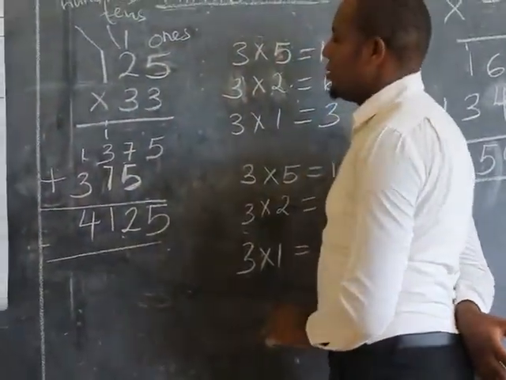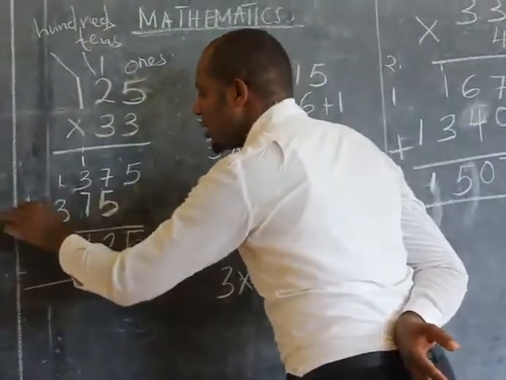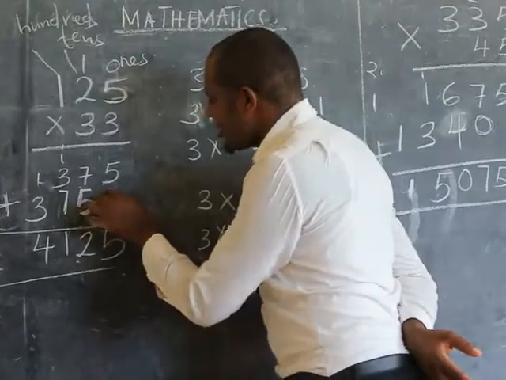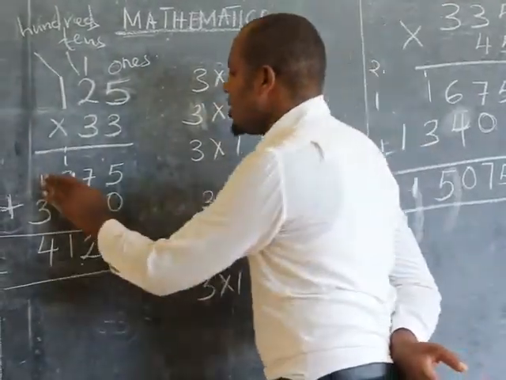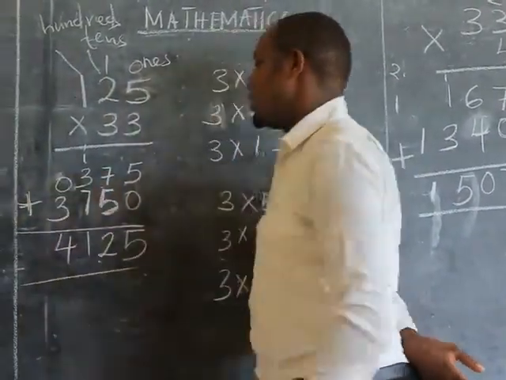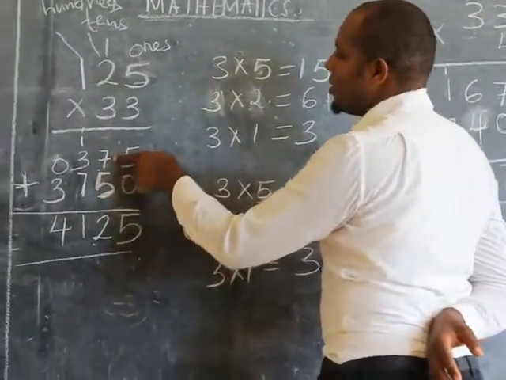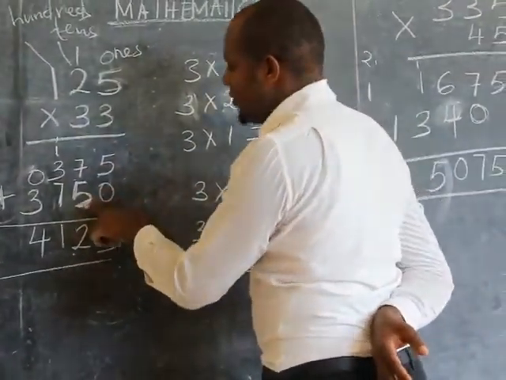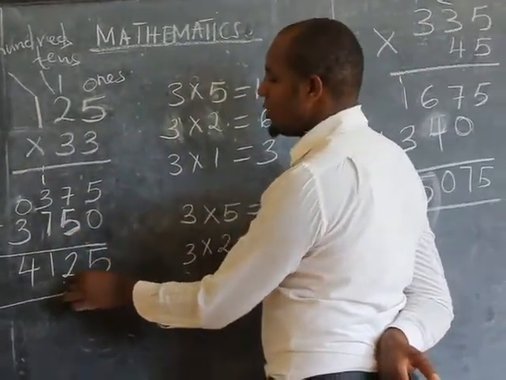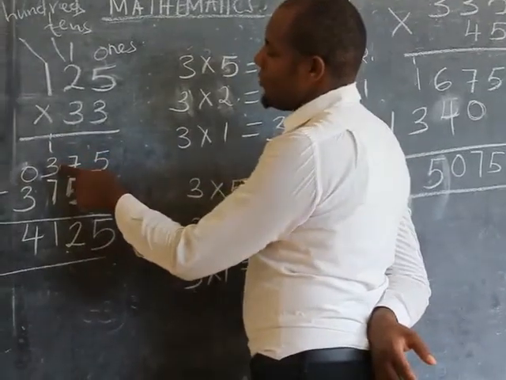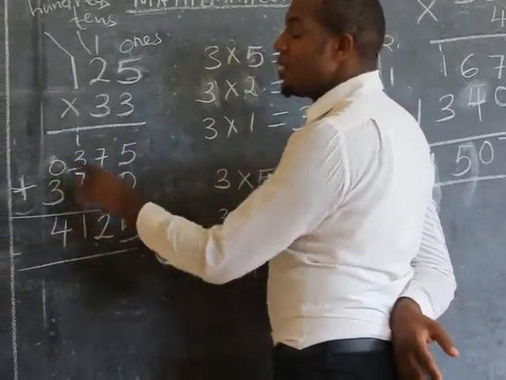Now we are going to do addition. The operation that is following here is addition. So here we can assume that there is 0, and also here we can assume that there is 0. Now, 5 plus 0, 5. 7 plus 5, it is 12, you write 2, you carry 1 up. 1 plus 3, 4. 4 plus 7, that is 11.